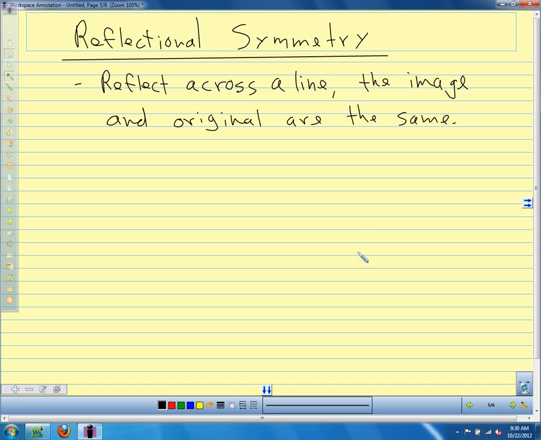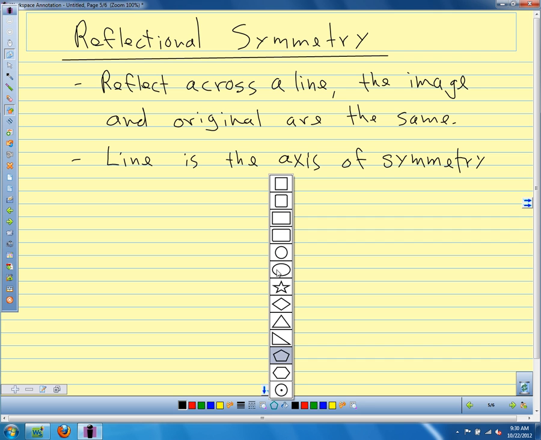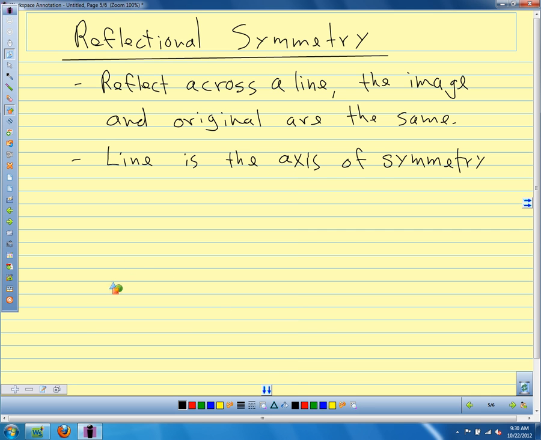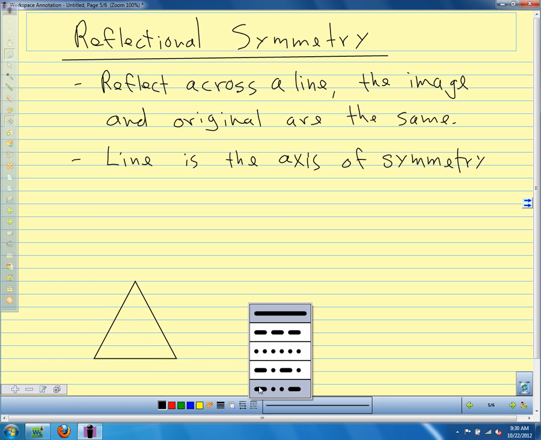So when we reflect across a line, the image and the original are the same. The line is called the axis of symmetry. So let's draw a couple of figures that have reflectional symmetry. So here is one. And I'm going to draw my axis of symmetry.